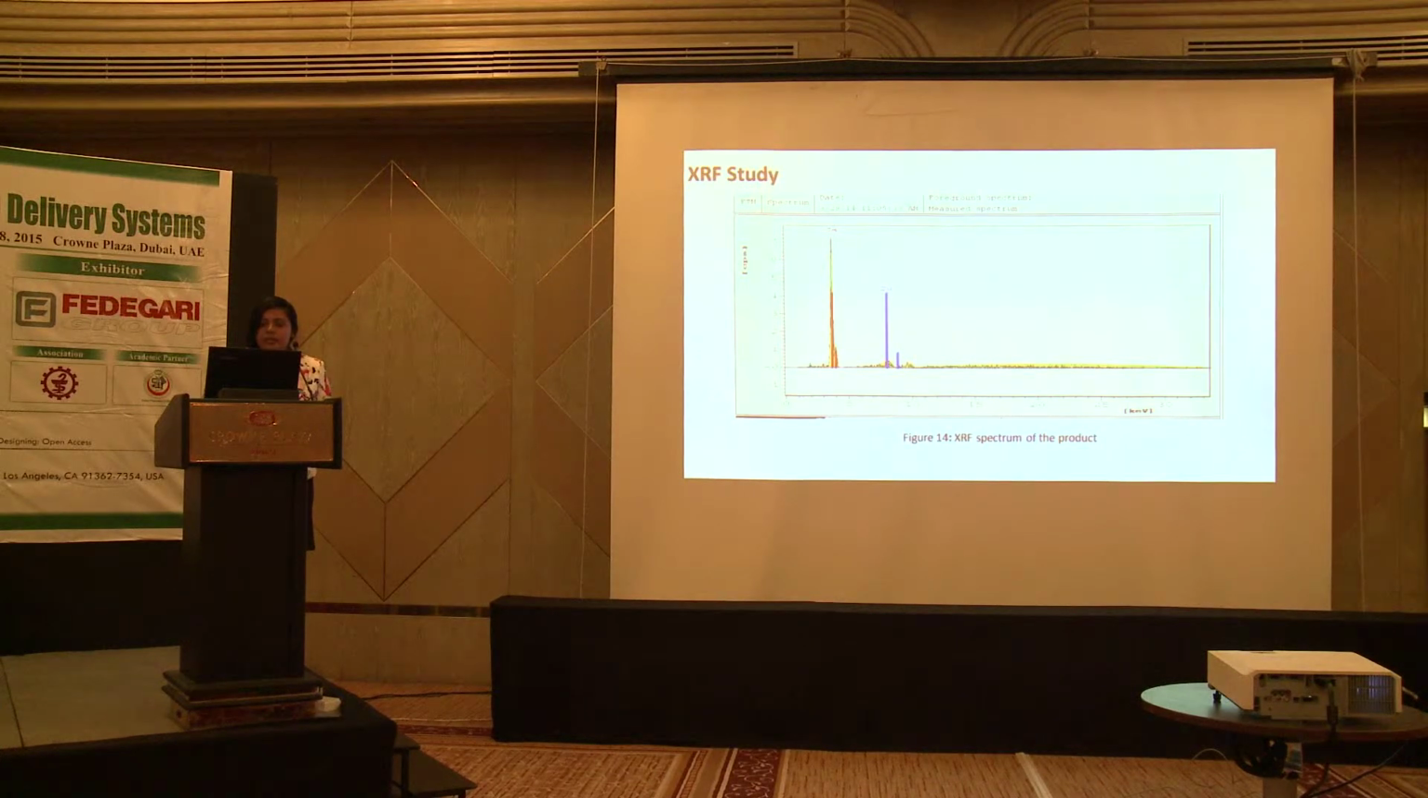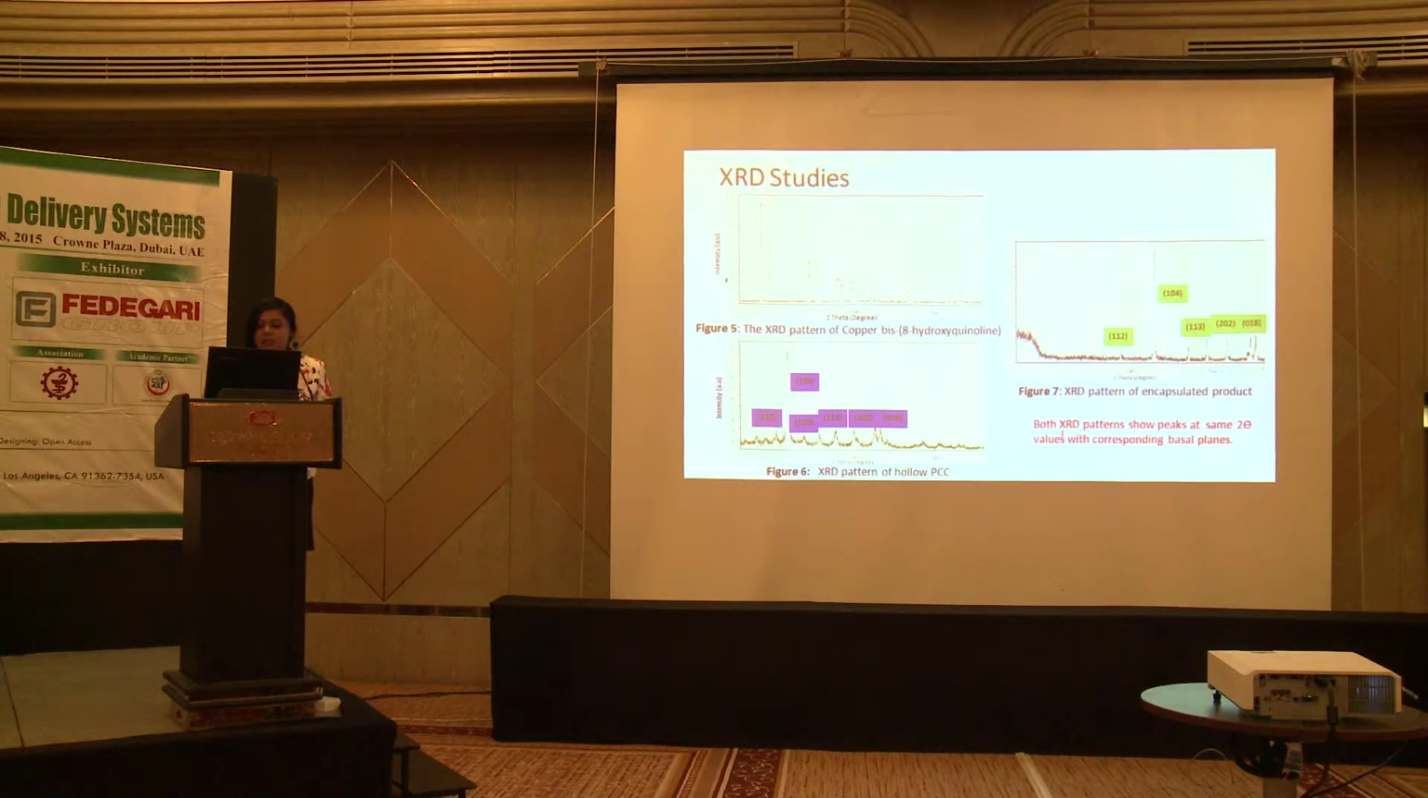Initially, I did an XRD study. The study gave calcium peaks as well as copper peaks. Copper peaks are from the drug, and the calcium peaks are from what I used to encapsulate, that is calcium carbonate. In the XRD study, this is the pattern for the model drug, and this is the pattern for hollow precipitated calcium carbonate. And this is the pattern of the encapsulated preparate. You can see the hollow precipitated calcium carbonate pattern and the encapsulated preparate gave the same peaks with corresponding basal planes. But none of the peaks visible in the copper complex are visible in either of these two patterns.